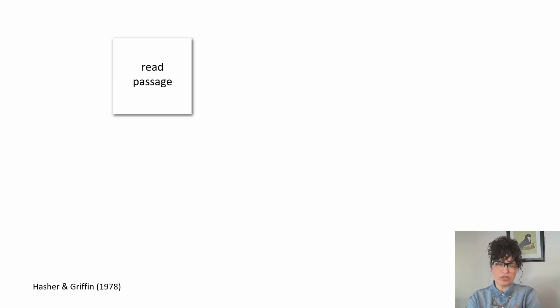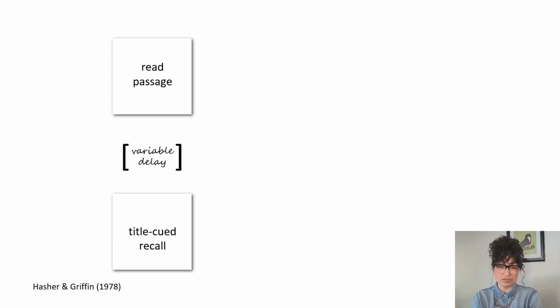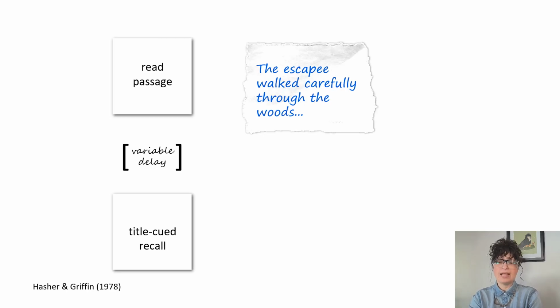So Hasher and Griffin used these ambiguous stories with these multiple titles in order to look at how schemas influence the recall of information over time. So they had participants read the passage. Then, after a variable delay, participants were given the title as a cue for recall, either the Deer Hunter or the Escaped Convict, depending on which one they originally saw. Then they were asked to recall as many of the details from the story as they could.